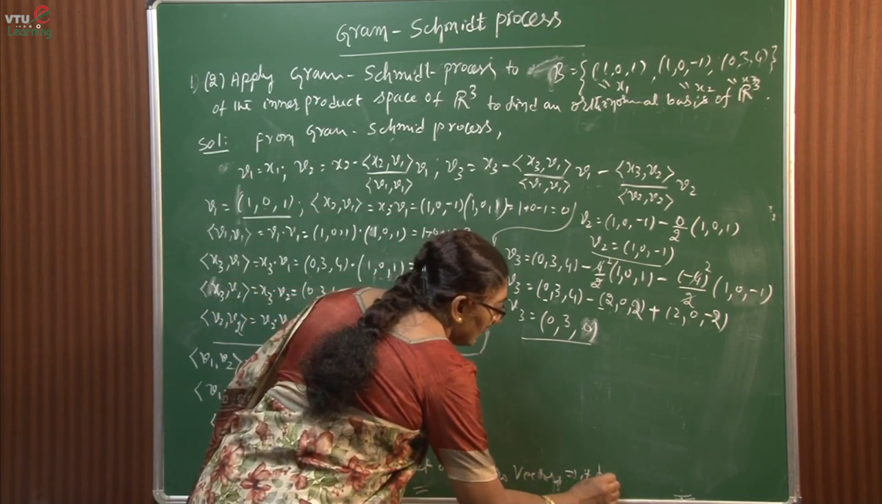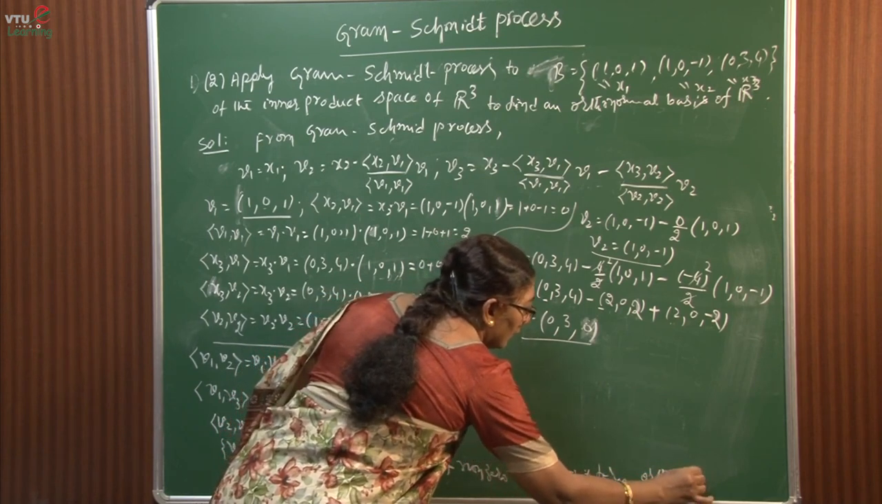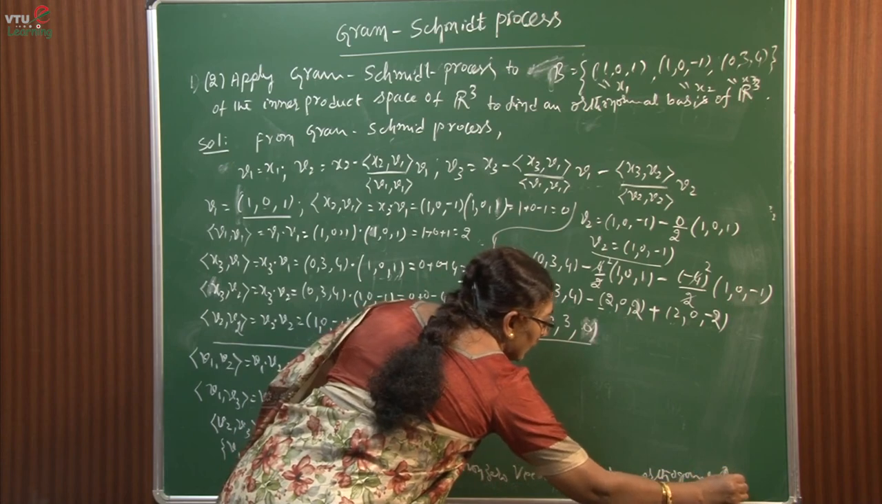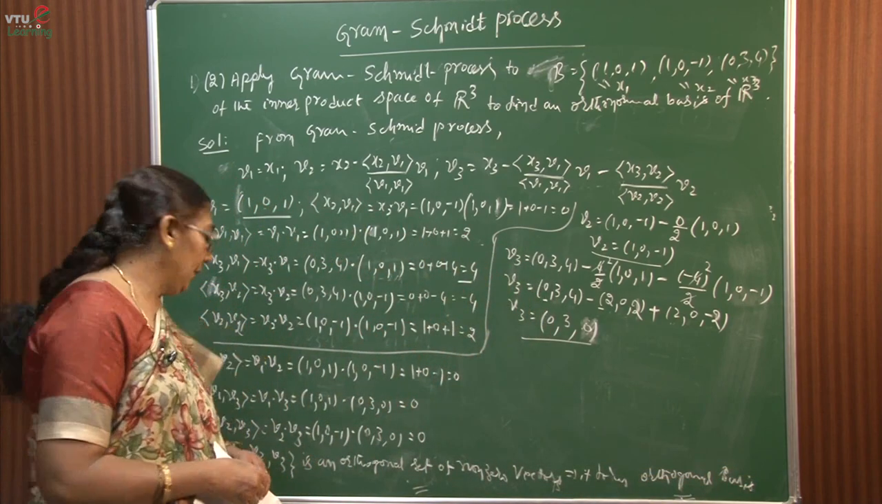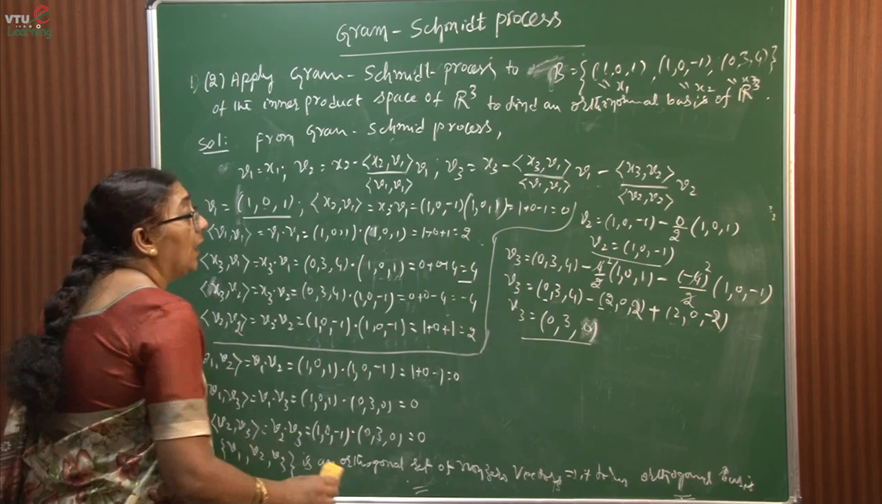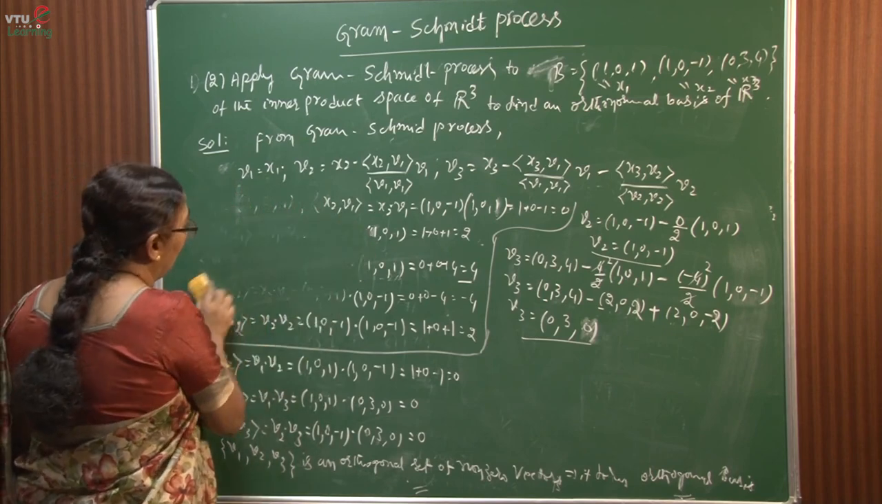It forms an orthogonal basis. But I do not want an orthogonal basis. I want to find out what? An orthonormal basis. Therefore, I have to find out orthonormal vectors, an orthonormal set. Therefore, I am going to remove this part because I want to continue further.